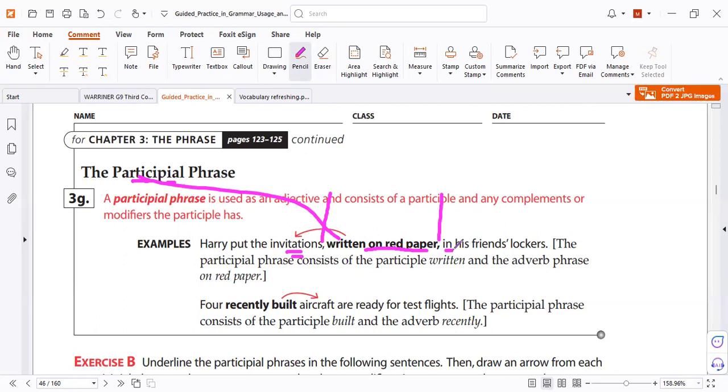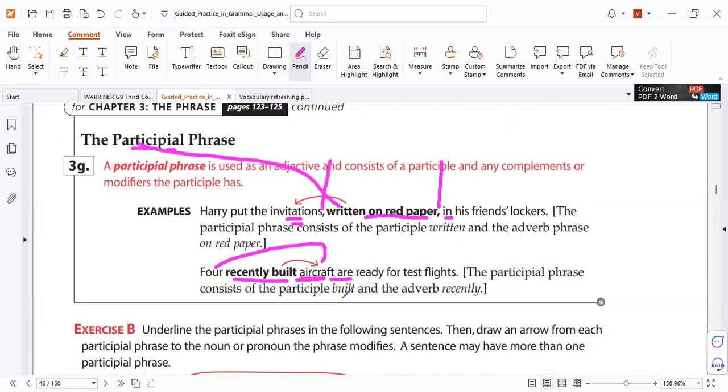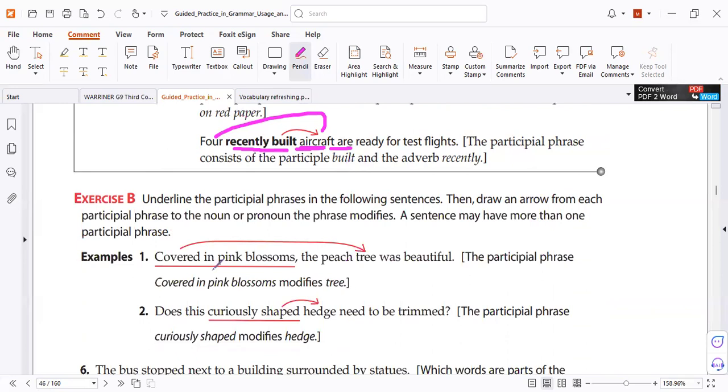Let's try again. For recently built, what is it? Aircraft. So it's a participle phrase, yes, from the recently built. So for recently built aircraft, or so for aircraft. Aircraft can be singular or plural, by the way. So I can say aircraft singular or plural. The phrase can be at the beginning, yes, and it modifies the subject.